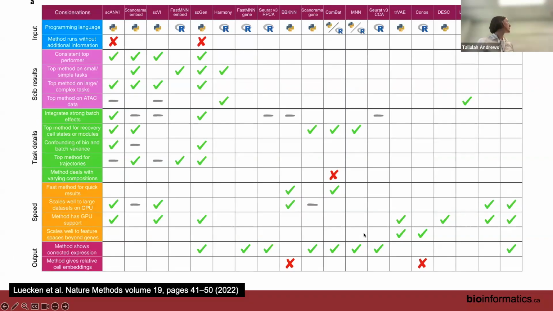There's another table where they compared all these methods on a whole bunch of different metrics. I probably can't really read them that well. But in general, they find that scANVI, which is a Python method, works well. And out of the R-based methods, they find that Harmony works the best out of the R-based methods. But mostly they find that the Python methods are better.